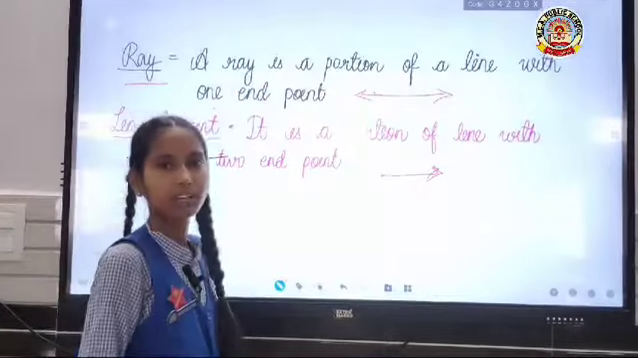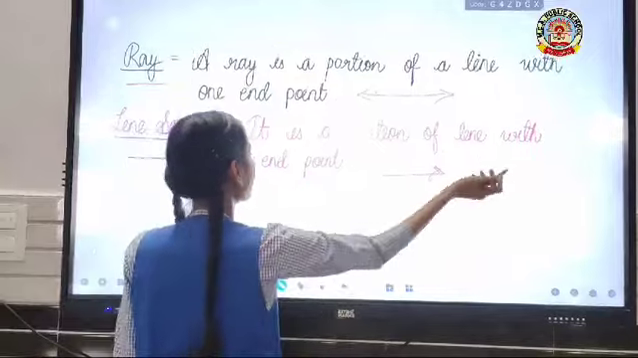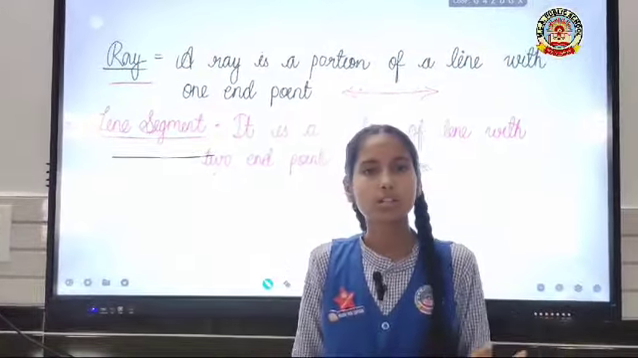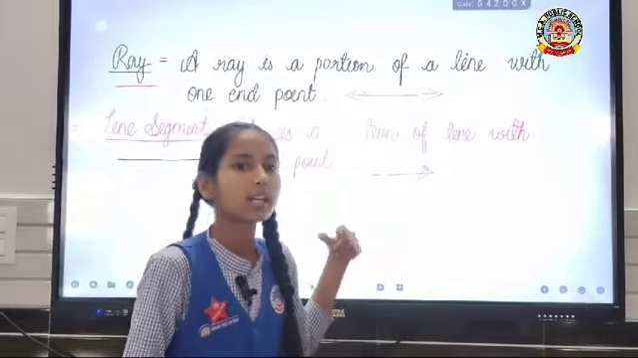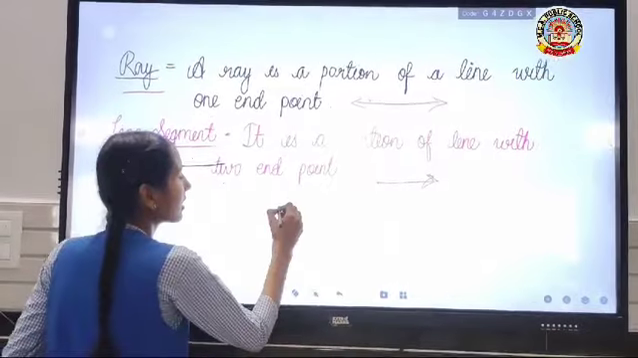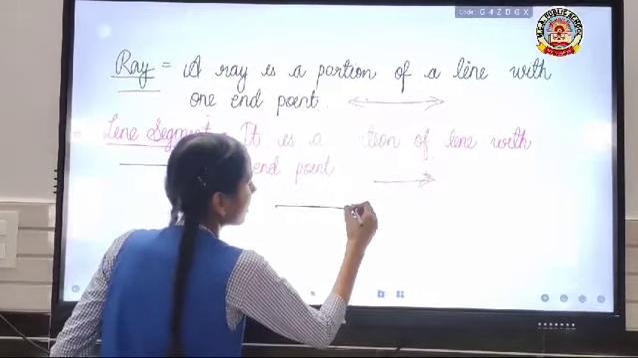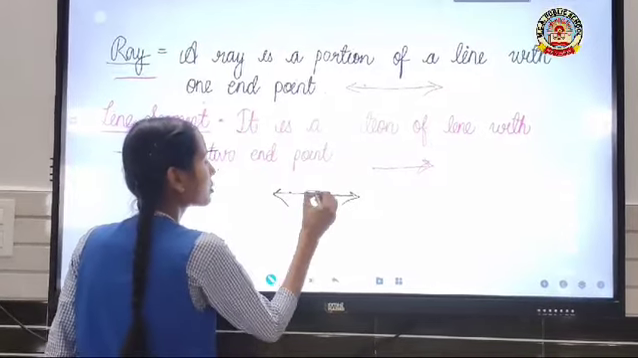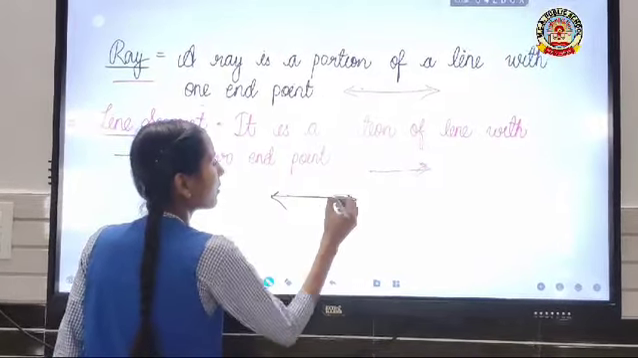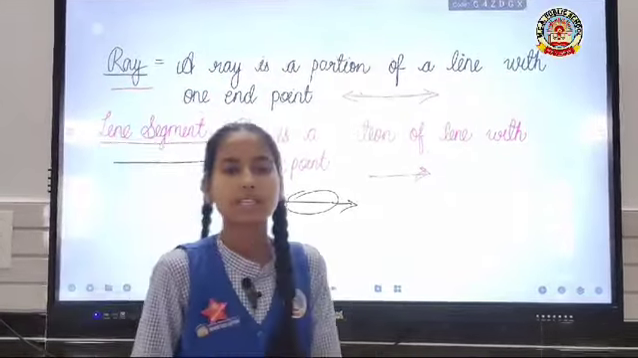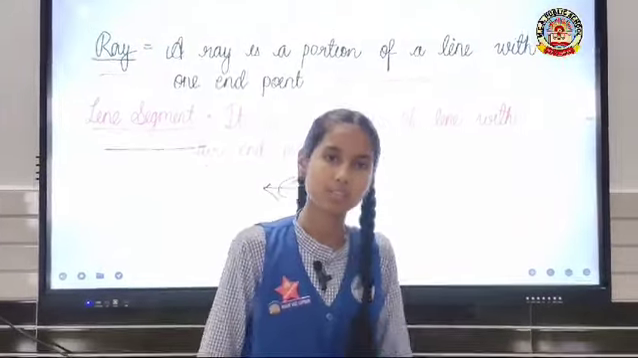Now next is, what is a line segment? It is a portion of a line with two endpoints. It is like a ray, also a portion of a line, but the ray has one endpoint, while a line segment has two endpoints. We can measure its length, means it has a fixed length.